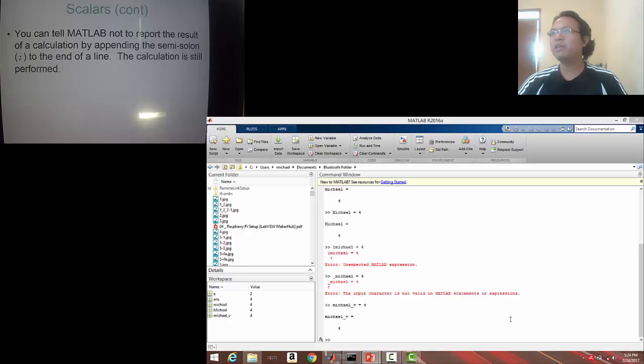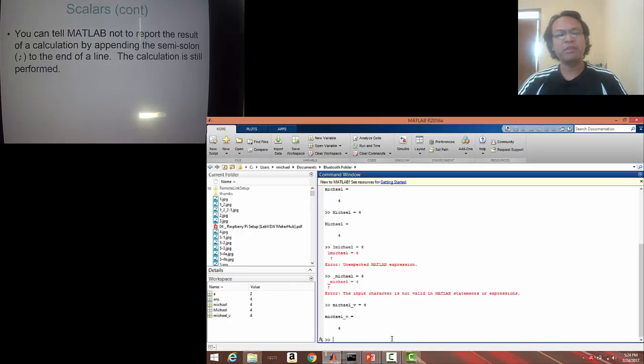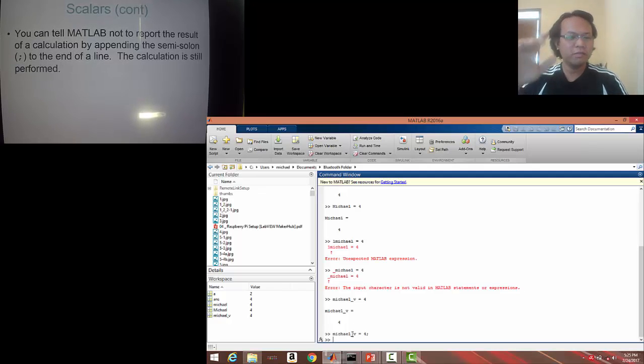So you can tell MATLAB not to report the result of a calculation by putting a semicolon. As you can see here, we put Michael_v without a semicolon, and then immediately Michael_v comes out in the command window. Michael_v is equal to 4. But if you put here a equal to 4 and then a semicolon, it will not come out, okay? But it will store the variable immediately here in the workspace.